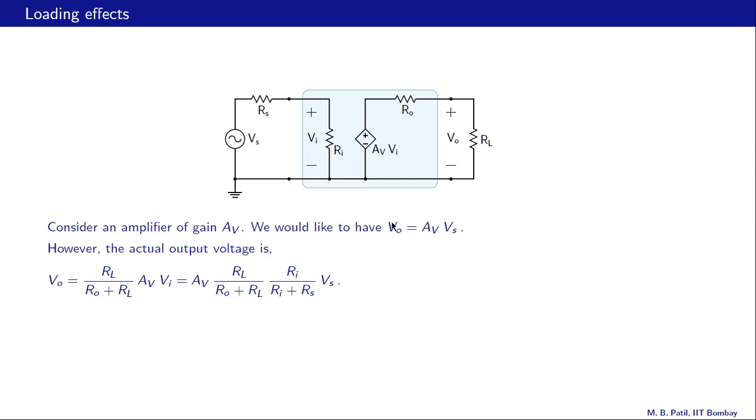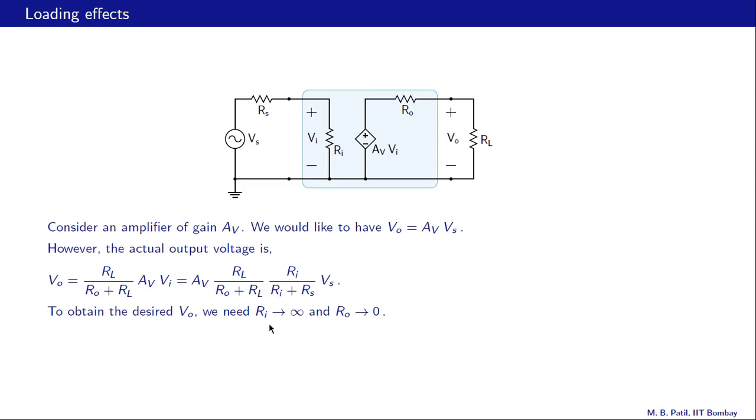It represents the loading of the amplifier by the load resistor RL and also loading of the voltage source by the amplifier, that is this input resistance of the amplifier. Is there a way to minimize or eliminate these loading effects? Let us see.